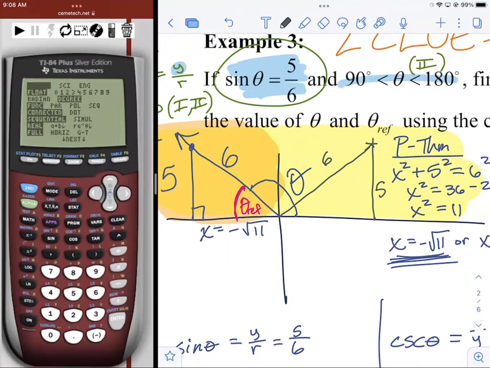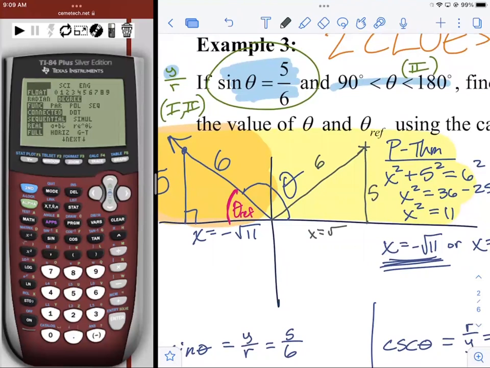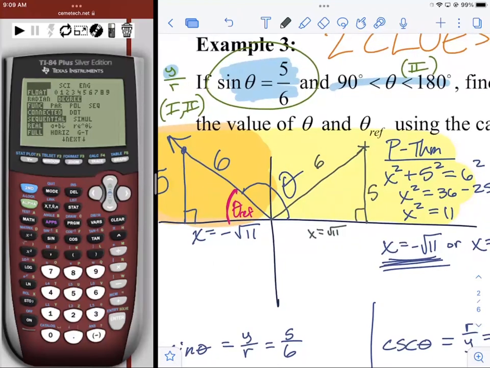Well, they're not only symmetric to each other, they're congruent to each other. Congruent. It's the exact same triangle. It's just reflected across the y-axis. The side lengths are exactly the same. Okay. So I guess this x over here happens to be positive square root of 11. Those two triangles are exactly the same length.